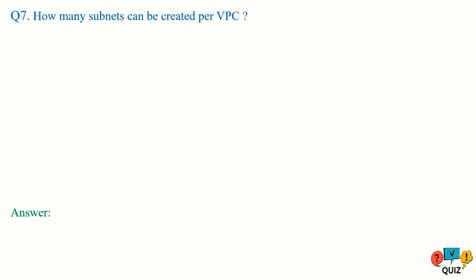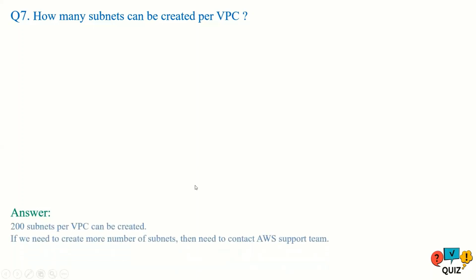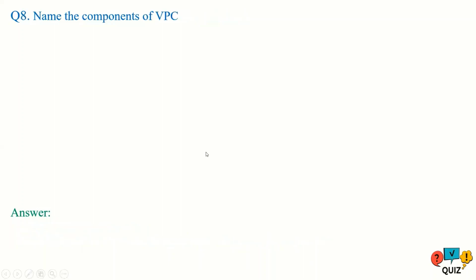How many subnets can be created per VPC? The answer is 200 subnets per VPC can be created. If we need to create more subnets, of course, then we need to contact the AWS customer support. All right, here comes the next question.